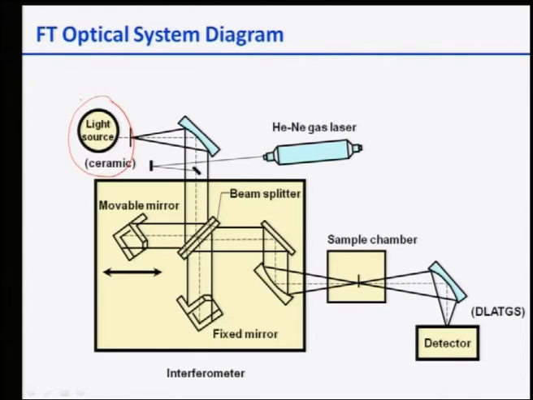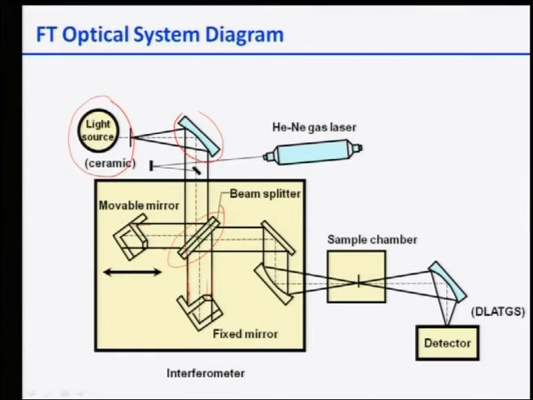The infrared radiation is collected and collimated by this mirror, and then it falls onto a beam splitter. The real task of the beam splitter is that it transmits one half of the radiation and reflects the other half. So one half goes here, the other half goes there. One half falls on a fixed mirror, the other half on a movable mirror. Now what happens when these two waves interfere? That is the work of the interferometer.